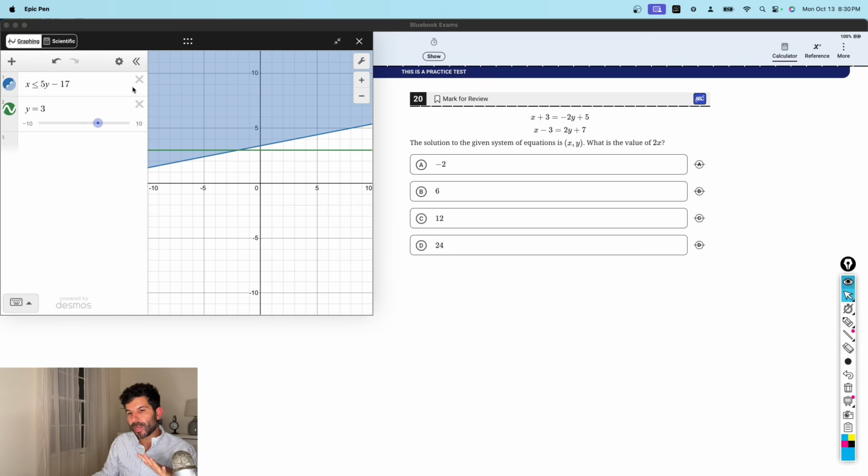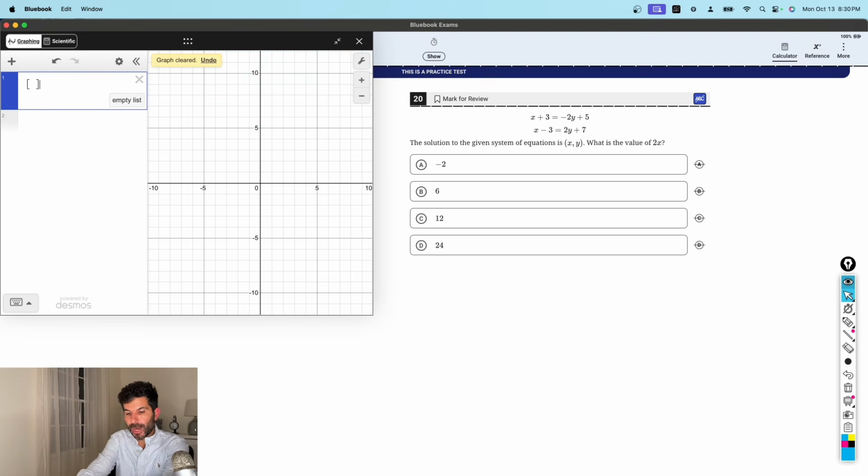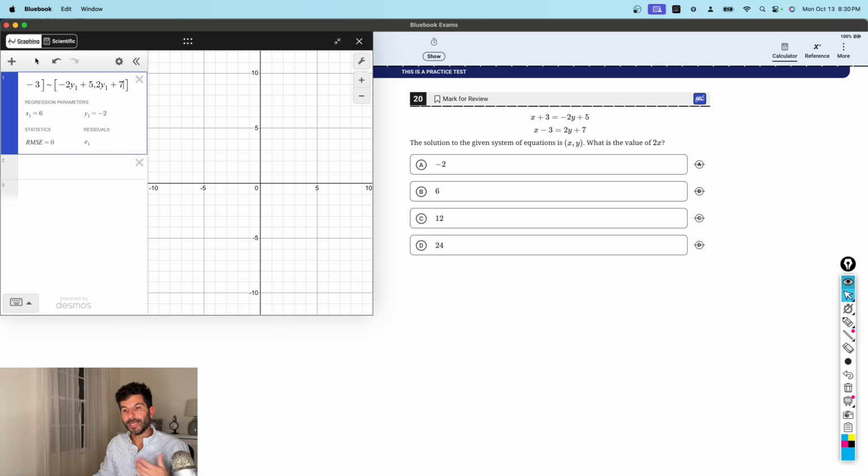So let's just try the regression way that I showed you guys a couple questions ago. So we're going to go with 2 brackets with a tilde. And my first one is going to be, I'm going to put the upper left, x1 plus 3, comma, and then I'm going to go bottom left, x1 minus 3. And then I'm going to go over here and I'm going to put negative 2 y1 plus 5, comma, and then 2y1 plus 7. And look at that, it immediately gives me x1 and y1, so I know that the solution is 6, negative 2.